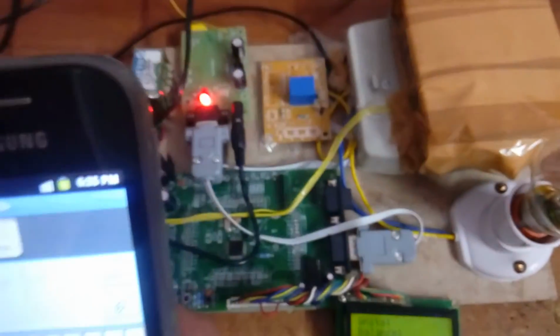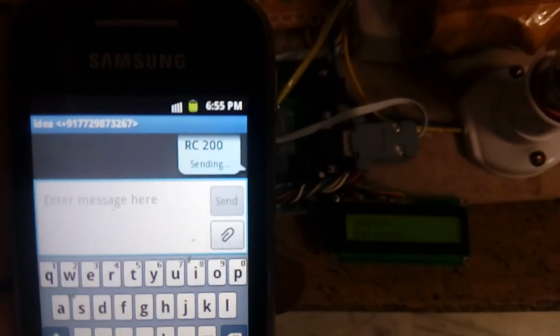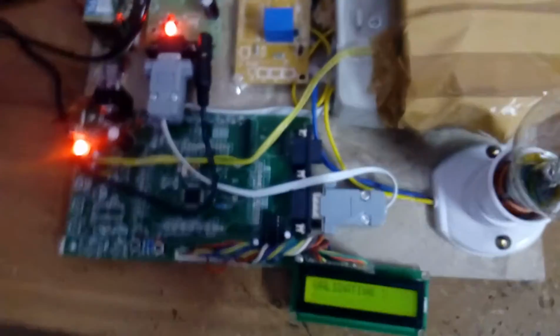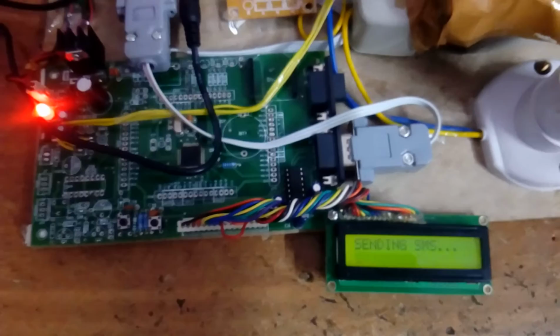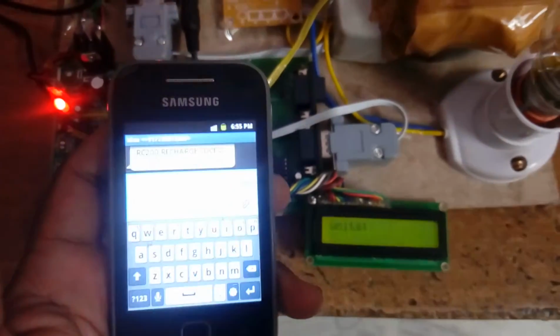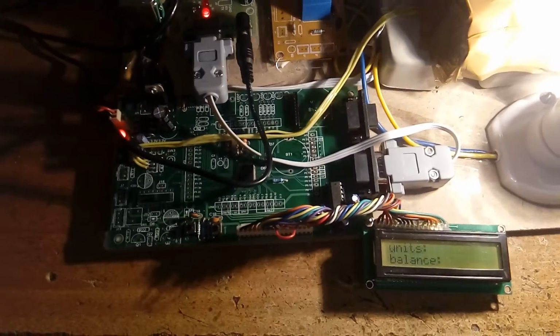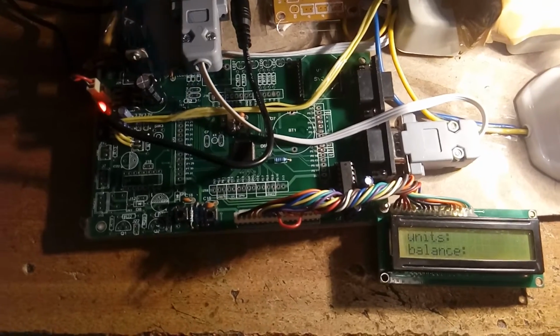You can recharge with capital RC space 200. SMS sent, SMS ready. Sending SMS, RC200 recharge success. Balance, energy meter on. Total 12 counts, it will come to 12 counts.